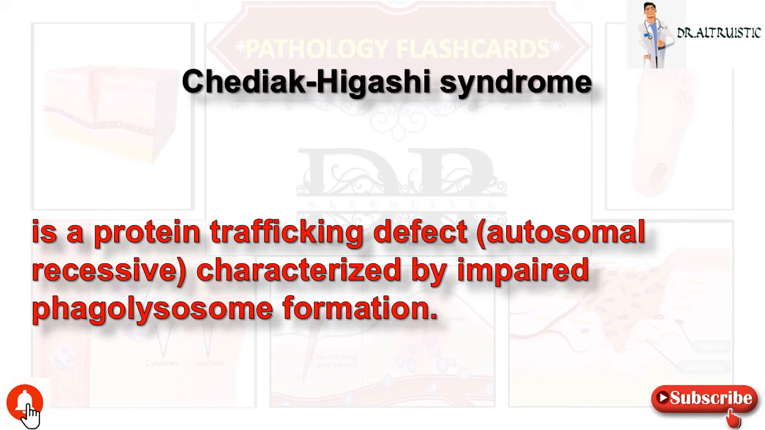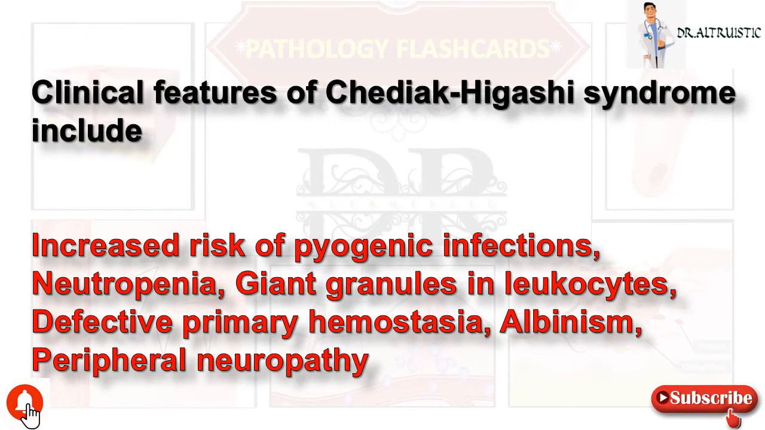Chediak-Higashi syndrome is a protein trafficking defect, autosomal recessive, characterized by impaired phagolysosome formation. Clinical features of Chediak-Higashi syndrome include increased risk of pyogenic infections, neutropenia, giant granules in leukocytes, defective primary hemostasis, albinism, peripheral neuropathy.